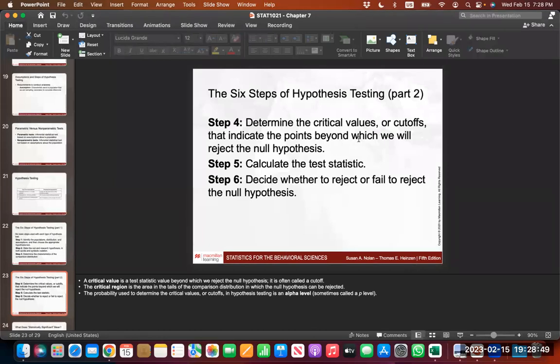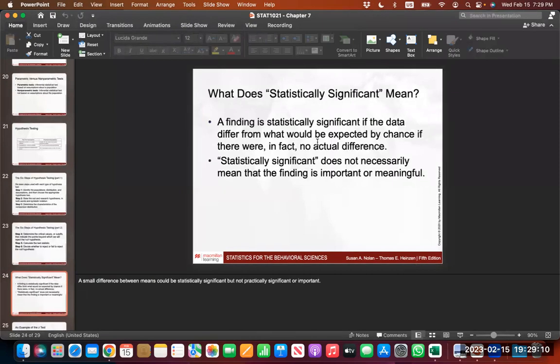So we're moving on. Critical values, cutoffs. We found now the 1.96 and the 5%. Now we're calculating a test statistic. That's our set: the sample mean minus the population mean, divided by the standard error of the mean. And then lastly, based on that, we are deciding whether we're going to reject or accept the null hypothesis. Yeah, statistically significant doesn't mean it's meaningful.